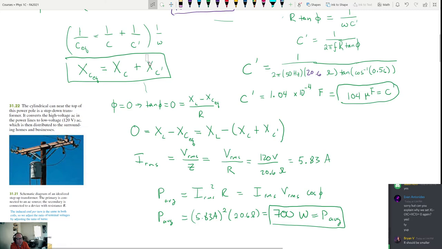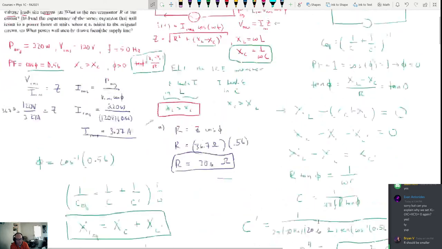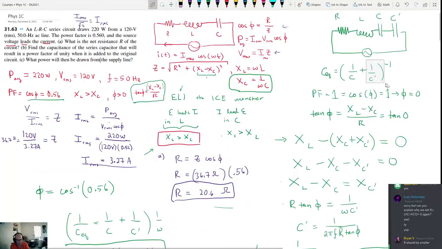The moral of the story, so to speak, is that adding this extra capacitor in series actually increased the output power by a factor of 5, I think, right? Is it 5 times 120? No, it was 220. So it increased it by a factor of about 3, right? So it's 700 divided by 220. Yeah, 3.2. So the average power now being drawn from the system is 3 times as big just by adding that extra capacitor in there, which I find quite interesting.